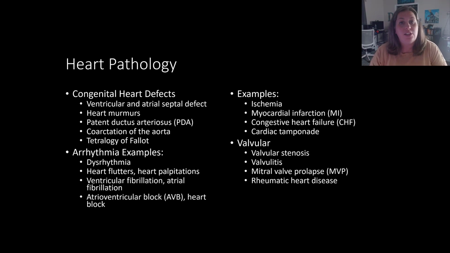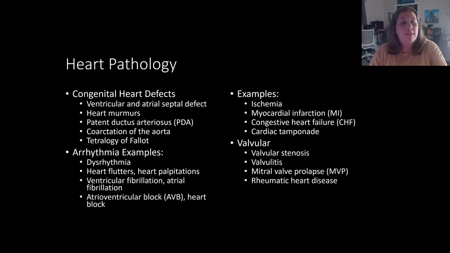Then we have the tetralogy of Fallot. This is actually where there are 4 heart defects that have been named after the French physician who kind of put them together. And so he's the one that got to name it after him. So tetra means there are 4 and Fallot is his name.